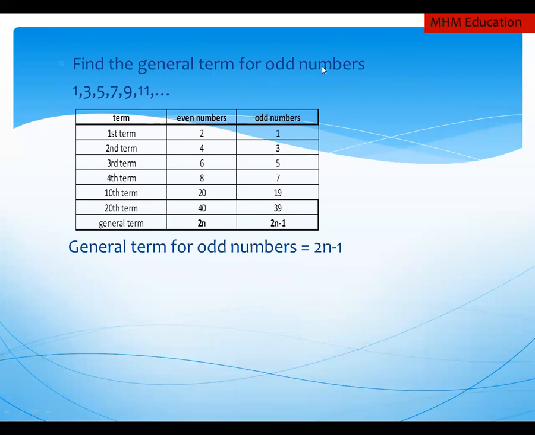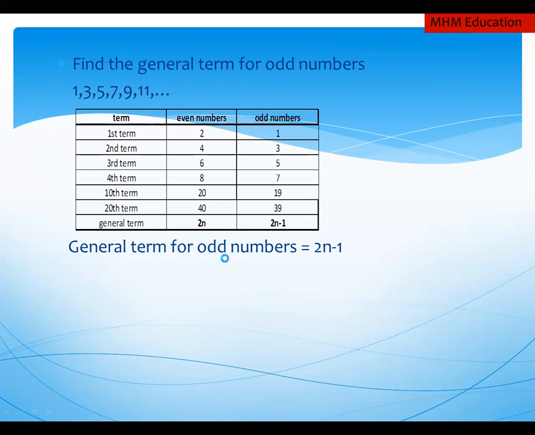Find the general term for the odd numbers. That's the first couple of odd numbers, 1, 3, 5, 7, 9, 11. When we look at this example, for the first term, we have considered here odd numbers. So for the odd numbers, first term is 1, second term is 3, third term is 5, 7, then the 10th term is 19, 20th is 39, and so on. So for this one, the common term is 2n minus 1.